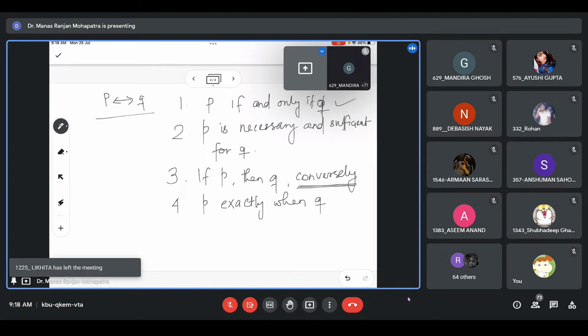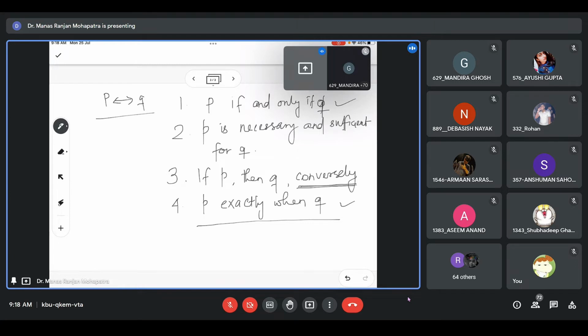P exactly when Q means if P then Q, and if Q then P. That's the meaning of exactly when Q. There are four equivalent statements of biconditional. But if you look at the conditional, there are 14 equivalent statements. In any of the forms, you can see a conditional statement, an implication, that if P then Q, Q if P, Q whenever P, and so on. All those are equivalent statements of the conditional.